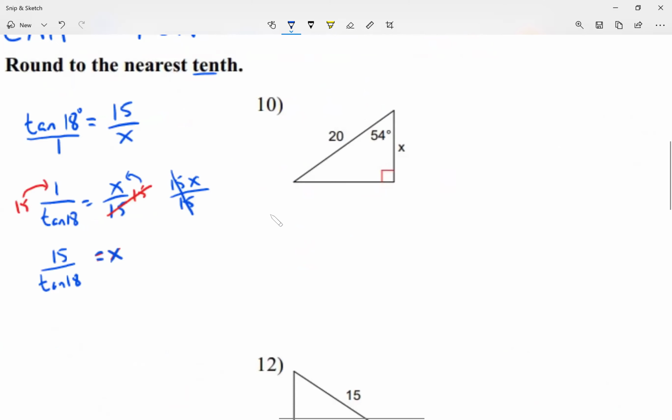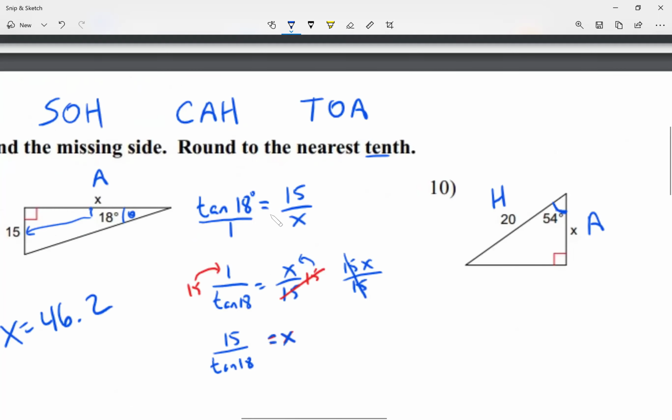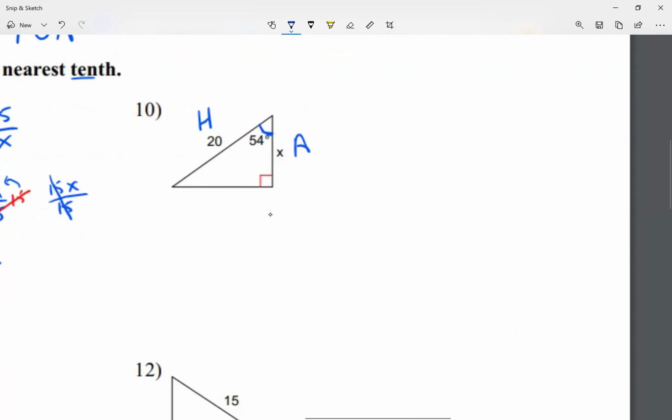All right, let's do it again for number 10. Let me label my sides. I have the hypotenuse, based on theta, because theta is right here at 54 degrees. Based on theta, I have the adjacent. I don't have the opposite, I have the adjacent. So I remember A and H, based on my acronym, I'm going to use cosine, because cosine is adjacent over hypotenuse. Okay, so I'm just going to write this as cosine of 54 degrees is x over 20.